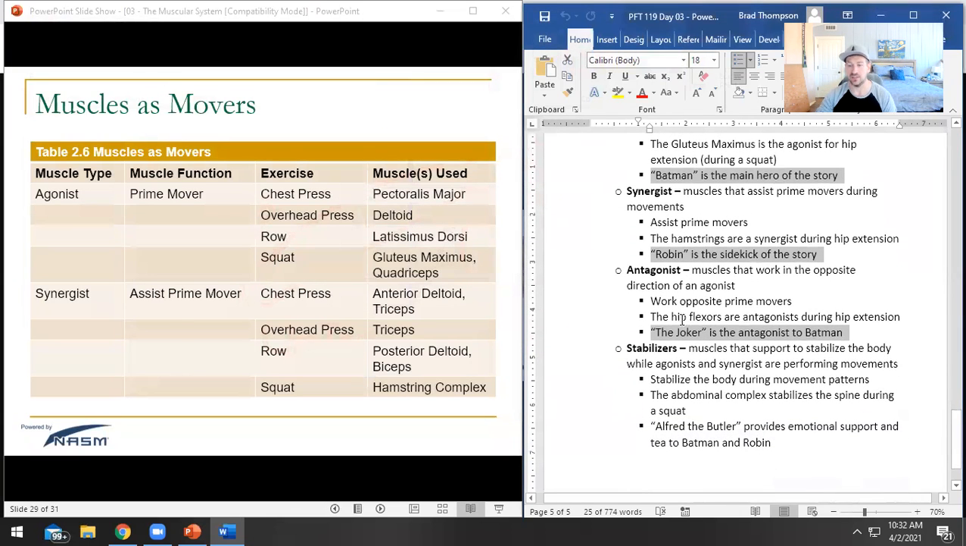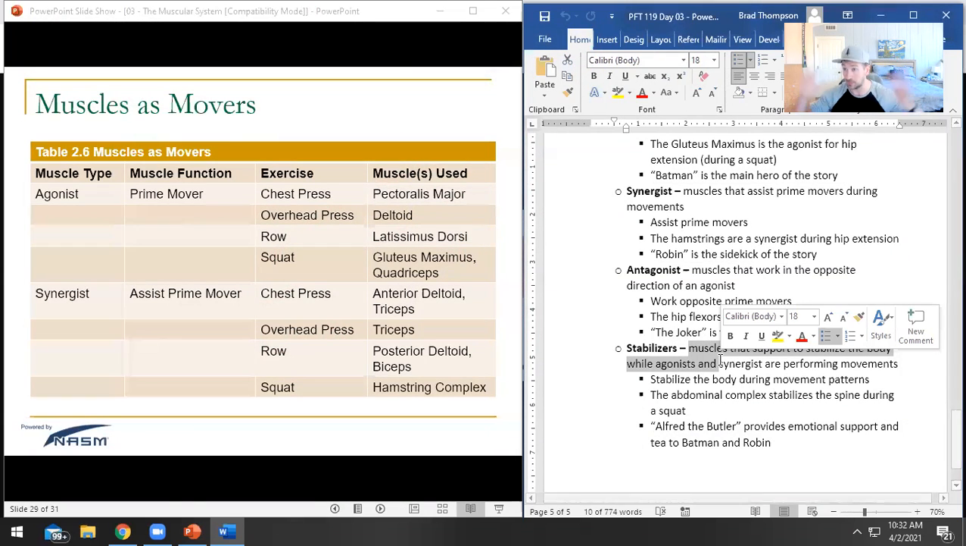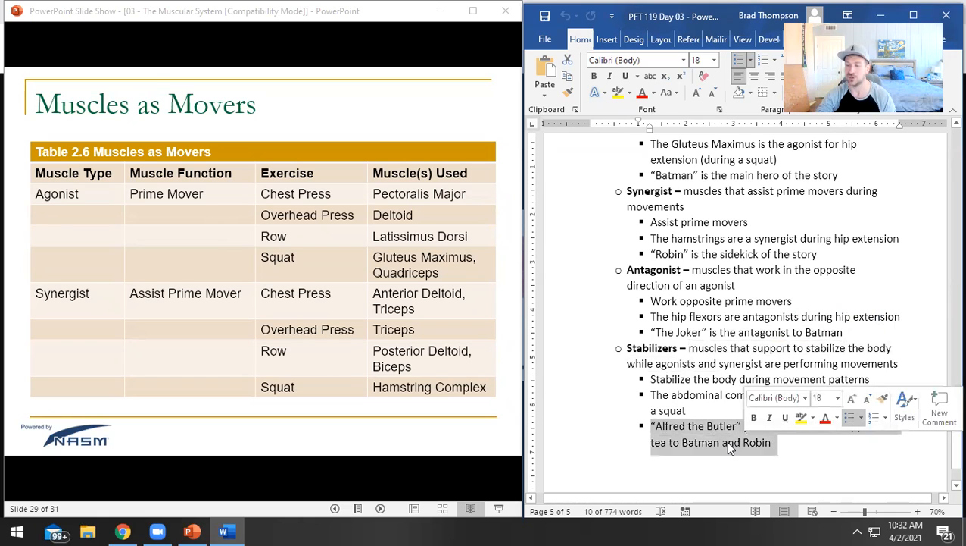So lastly, you do have stabilizers too, by the way. Stabilizers are muscles that support and stabilize the body, while your agonists, synergists, and antagonists are doing all this big broad movement. The abdominal complex stabilizes your spine while you're squatting, right? Your rotator cuff stabilizes your shoulder while you're doing shoulder presses and push-ups and things like that. In our Batman analogy, this is like Alfred the butler. He's there to make sure Batman's got tea and crumpets or whatever, and providing emotional stability. So that is sort of how I like to think about those, right?